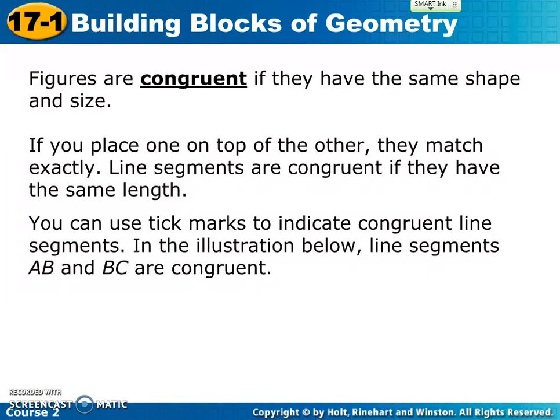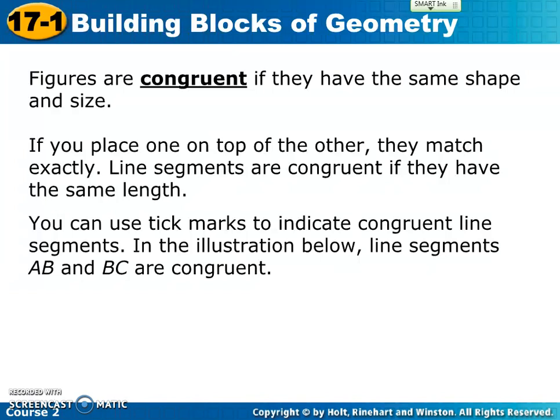Figures are congruent if they have the same shape and size. All right, so going back up top there, under congruency, our definition, figures are congruent. They are equal, right? If they have the same shape and the same size. All right, so go ahead and make sure you write that down in the definition. So what that means is that if you place one on top of the other, they match exactly.